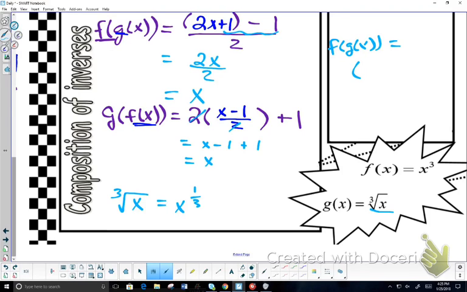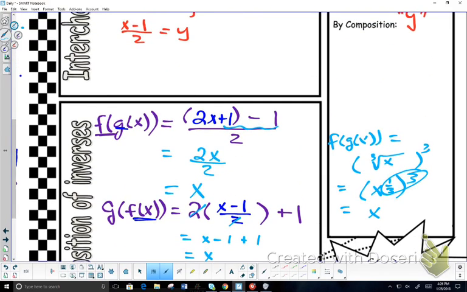function is f, which is something cubed, and then on the inside, I've got this cube root of x. Well, keep in mind, this is x to the 1/3. Well, when a power gets raised to a power, you multiply these, which would be 1, so it would be x. Now, if we went the other way, we would have g of f of x, and that would be the cube root, and then inside we'd have x cubed, which the cube root and the cube would cancel out, and you are left with x.